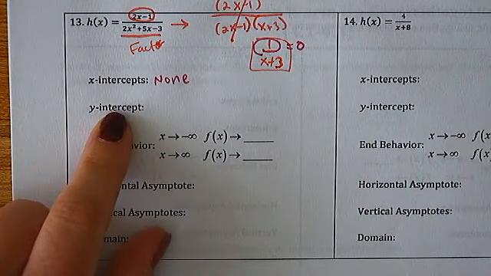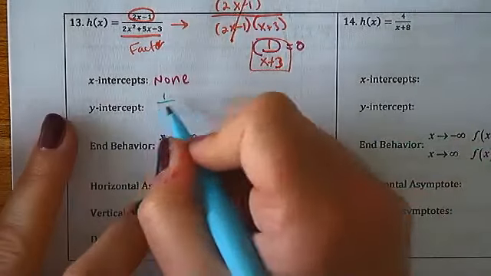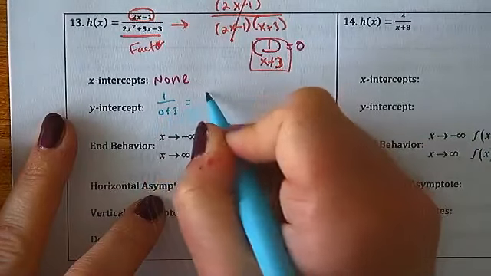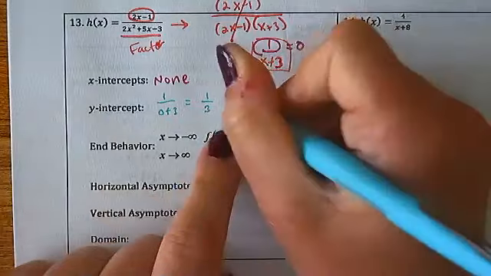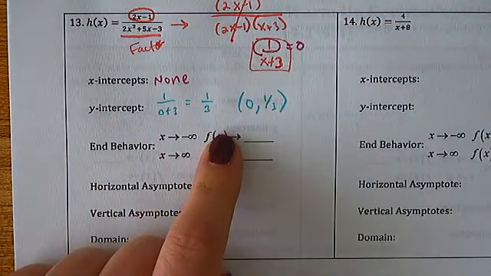Y-intercept, we find the exact same way. We plug in 0 to x, which is a third. So we do have a y-intercept. That's a 3.